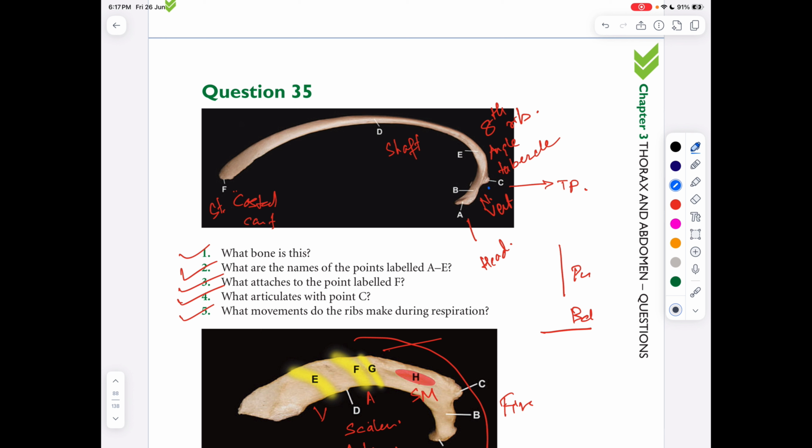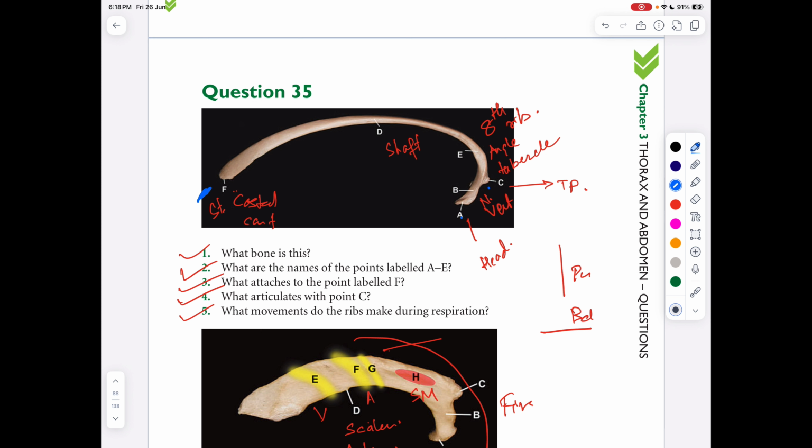So this one is the costal part, this is the vertebral part. The vertebral part has A, B, and C. A is the head, B is the neck, and C is the tubercle, E is the angle, and D is the shaft. This attaches to F. F is the sternum. What attaches to F? The costal cartilage.